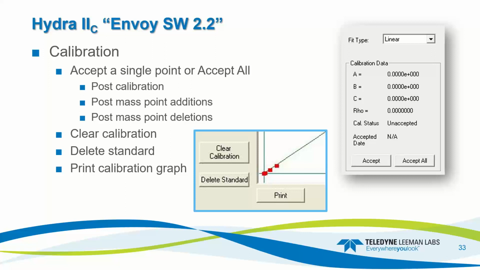Once you run your calibration, you'll have to accept the points or just hit the accept all button, and it will give you your data for your curve as well as your correlation coefficient. If you add or delete any points, you'll have to go back in and accept them, and it will update your calibration data. You also have an option to clear the calibration completely and start over. You can delete individual standards, and you can print the calibration graph.